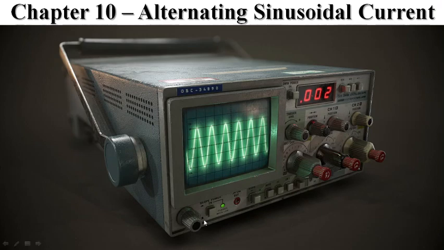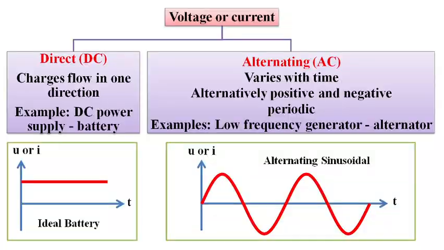Alternating sinusoidal current, part 1. We know that voltage or current can be either DC or AC. A direct current is a current where charges flow in one direction. For example, a DC power supply or battery.